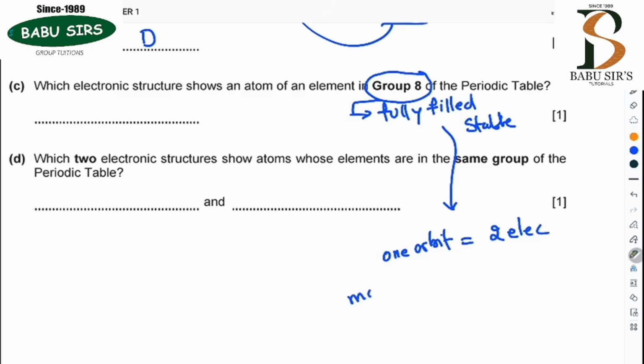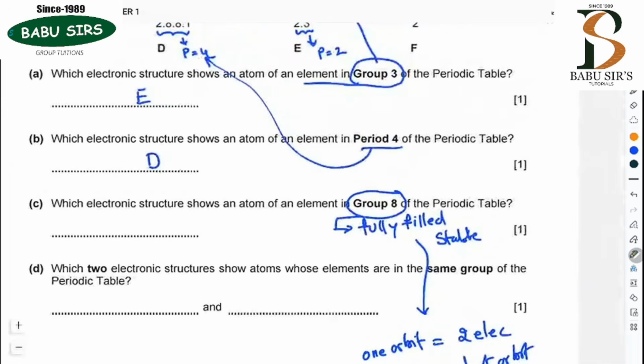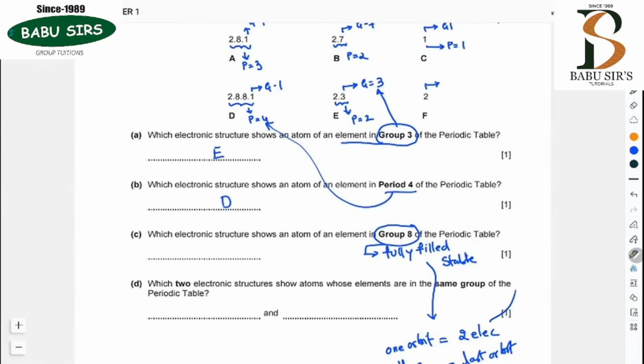And if it is more than one orbit, then the last orbit must have 8 electrons. So we didn't do this. So here if you see this one, it is only one orbit and it is having 2. So it belongs to group 8 because it is stable. So for group 8 you can see it is F.